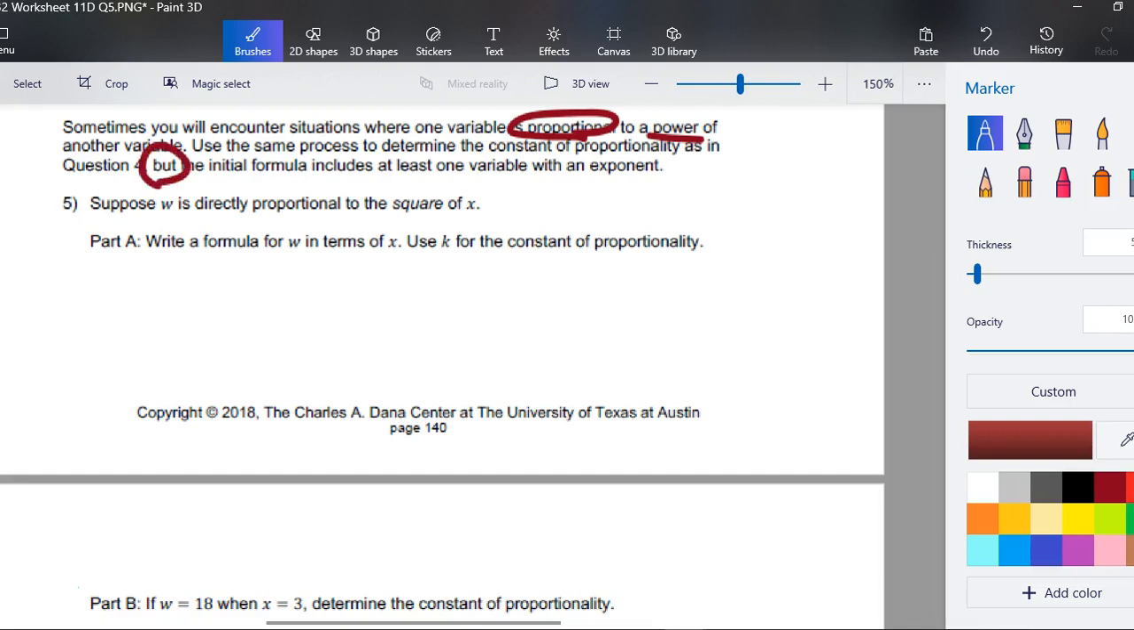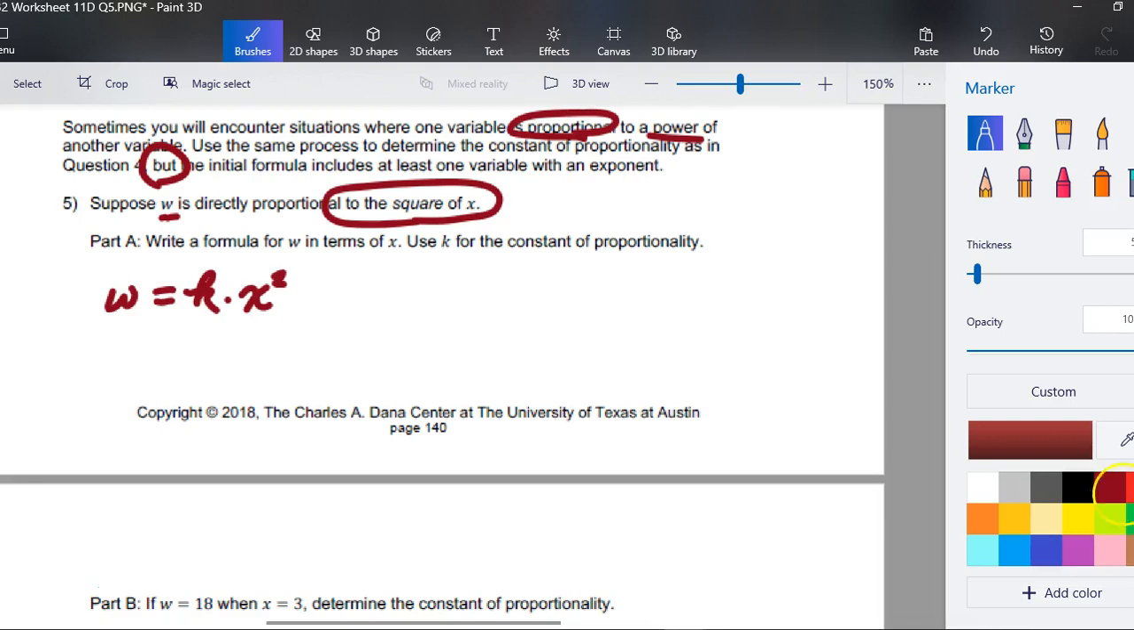But the initial formula is going to include at least one variable with an exponent. It says suppose W is directly proportional to the square of x. Write a formula for W in terms of x. W is directly proportional to the square of x, and use K for your constant of proportionality. When we get to part B, it says if we know that W is 18 when x is 3.